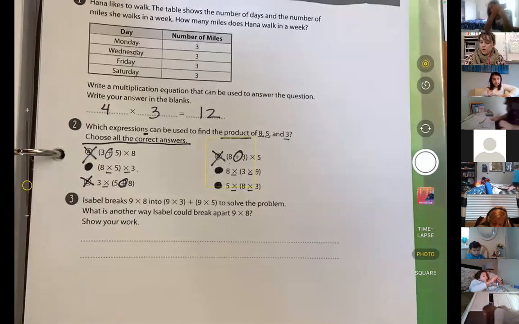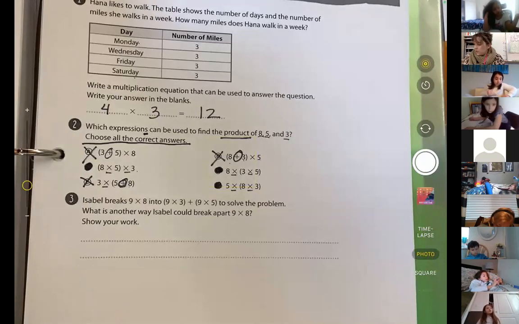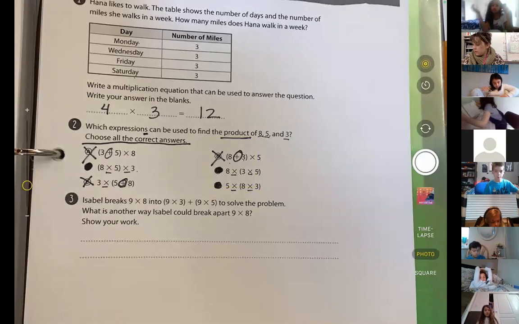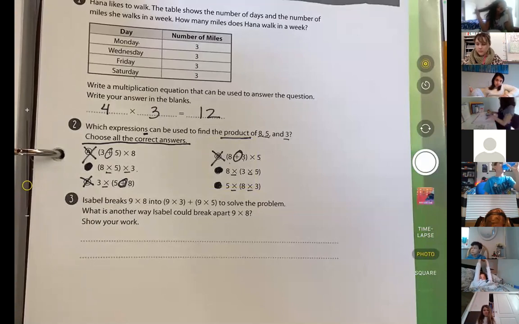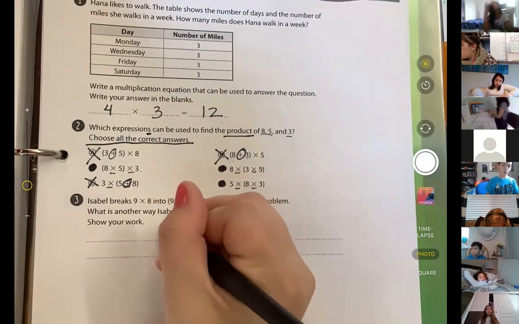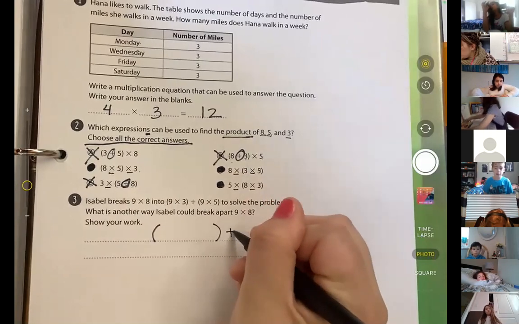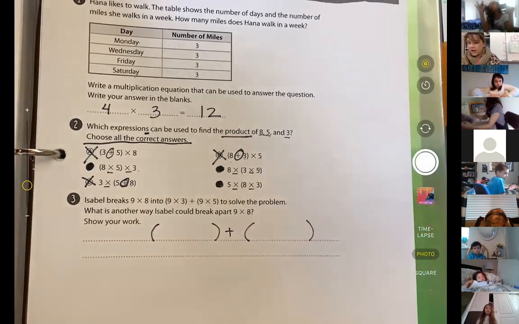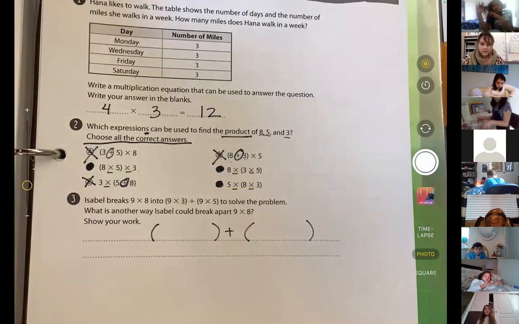Good job. We're going to do one more problem. And here's what it says. It says Isabel breaks 9 times 8 into 9 times 3 plus 9 times 5 to solve the problem. What is another way Isabel could break apart 9 times 8? Show your work. Okay, so here's the hint I'm going to give you. You're setting it up just like they did, okay?